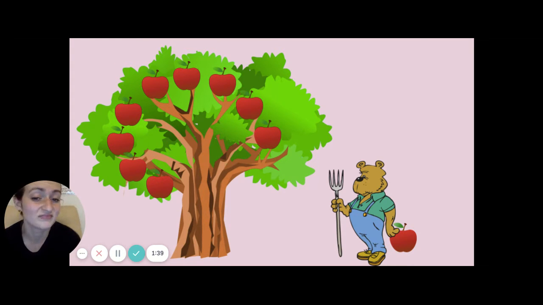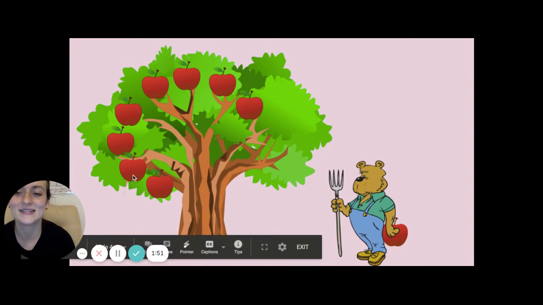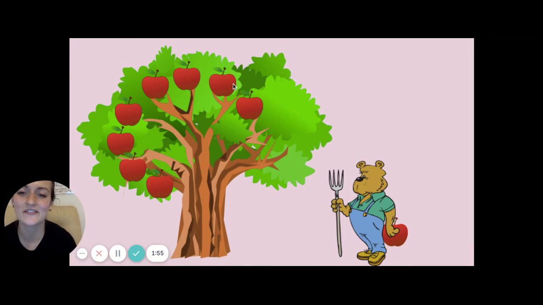But you know what? He didn't have enough. He needed to pick another apple. What's 1 less than 9? How many does he have now? Let's count to find out. 1, 2, 3, 4, 5, 6, 7, 8. 8 is 1 less than 9. Our farmer has 8 apples left in that tree.